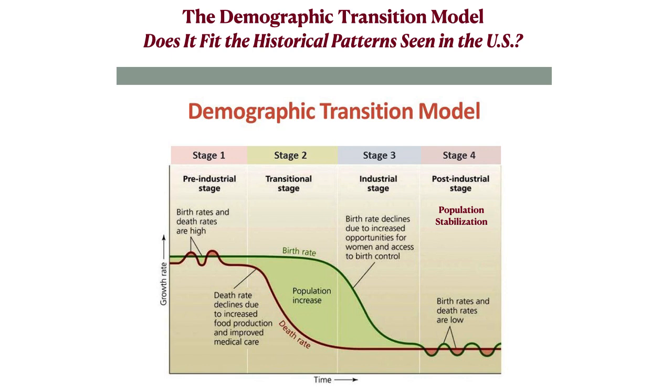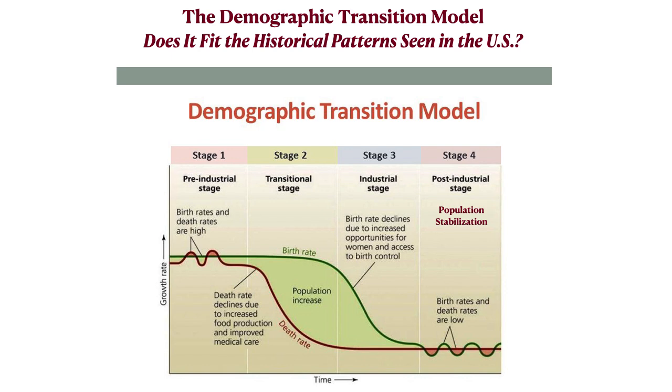shown as essentially constant. And then the transitional stage occurs after the development of modern medical advances, which reduce the death rate. You can see it dropping quite sharply, also coming from increased food supply. And this is the period then of rapid population growth. And then you reach the industrial stage where the birth rate is going to decline, as the graphic here notes, due to increased opportunities for women and access to birth control. There are actually many other factors involved.